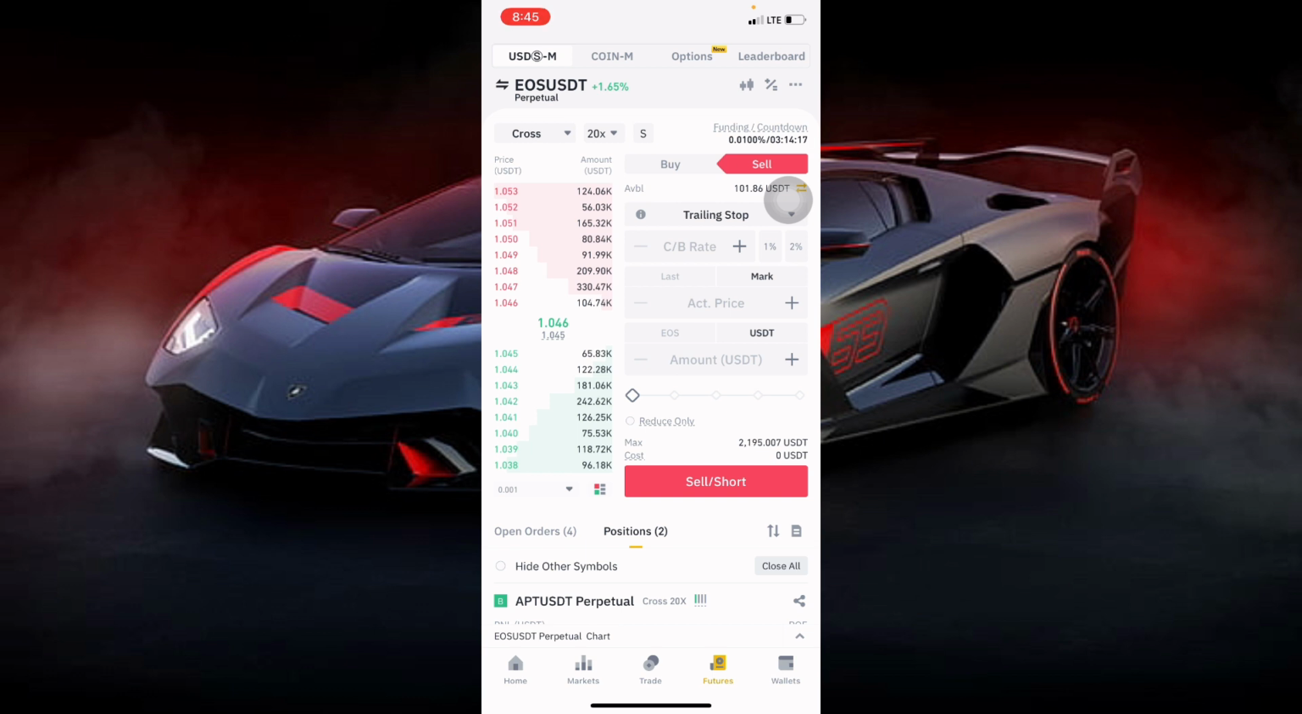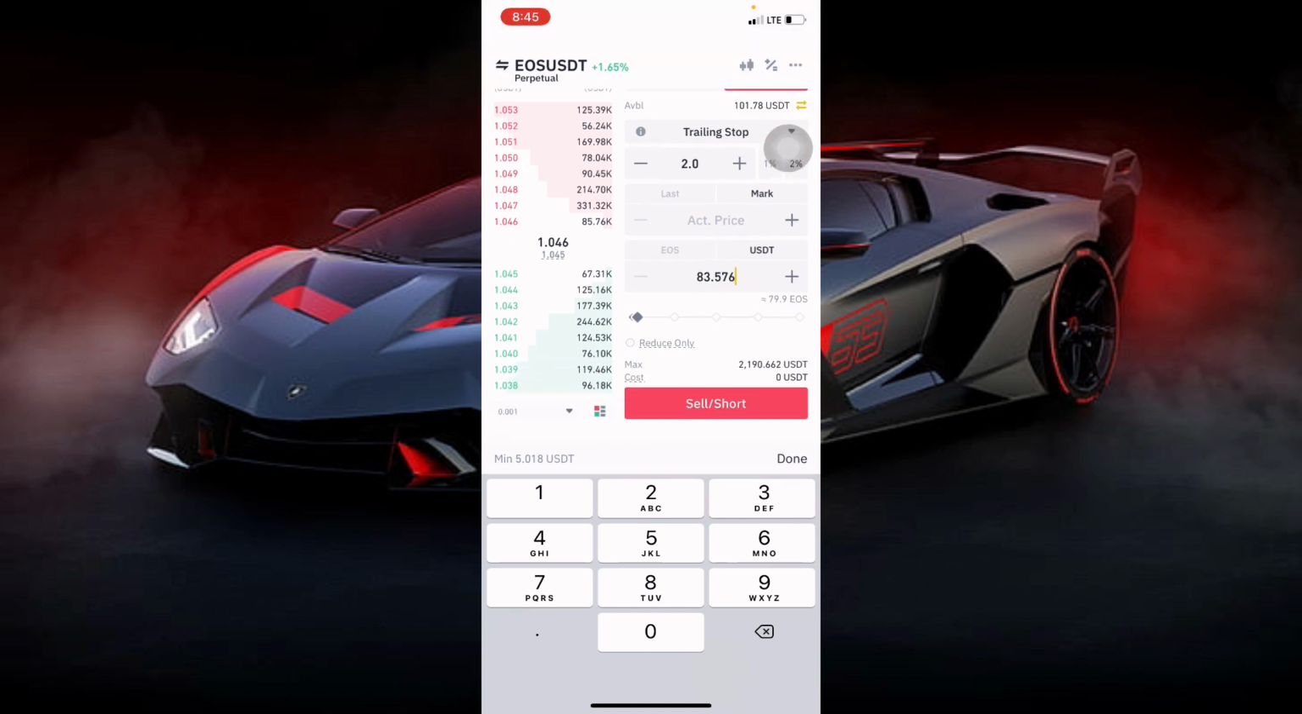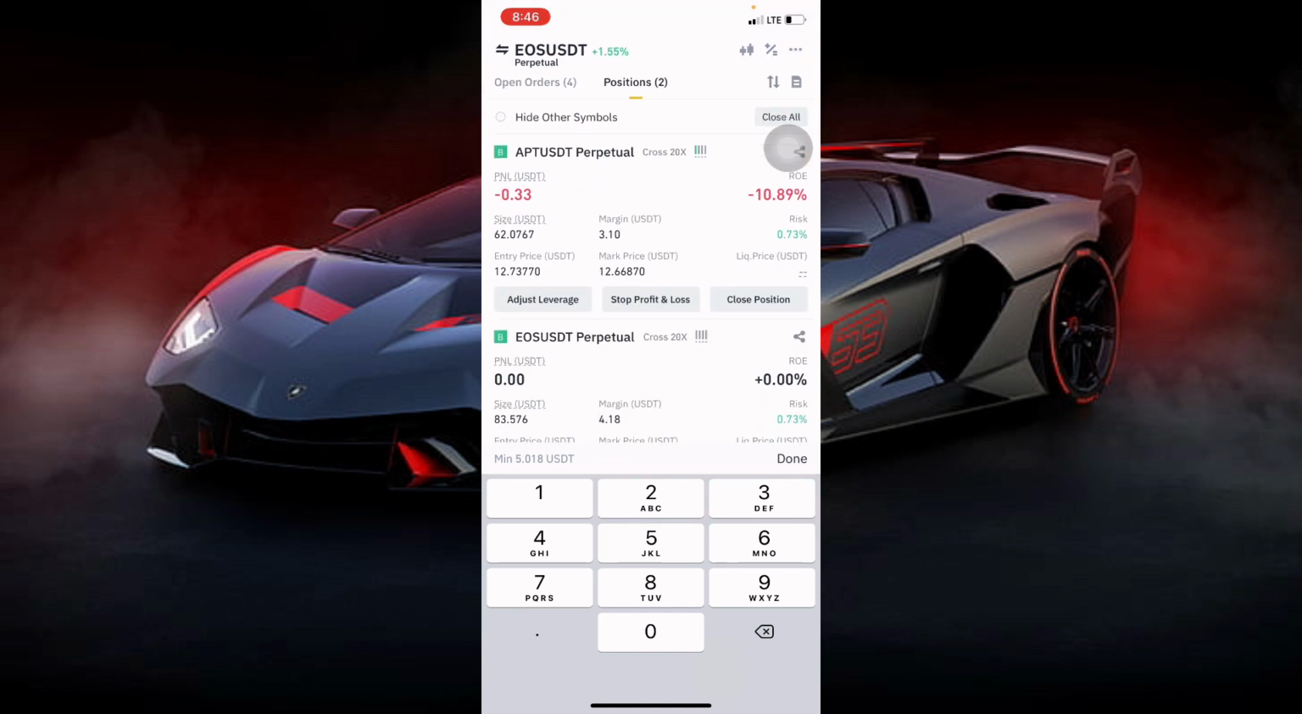Now the callback rate, that one is very important for me. I usually make it 5% or 2%, so let's make it 2% for now. Now let's paste our price, how much we bought it the first time. So we are going to enter it here, the same as the ones that we did.